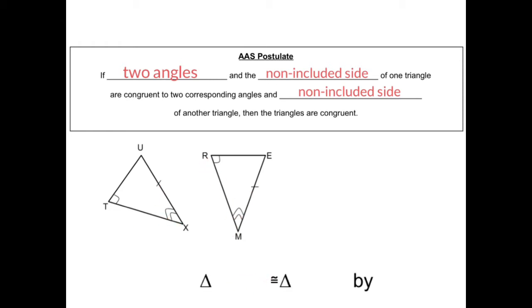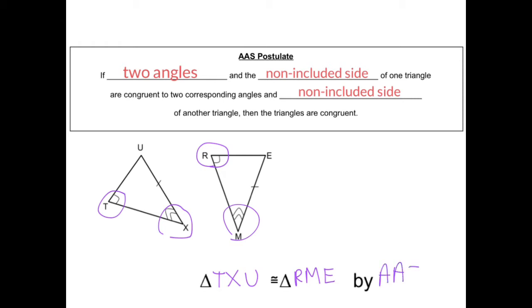So we have no letters to start from here, so we're just going to go ahead and pick whichever way we want to go with it. I'll start with T simply because it has the one arc, and then I'm going to go to X because it has the two. So TXU, and then referencing the second triangle, R is the one that has a single arc, M has two, and then that leaves E. And so these triangles are congruent by angle, angle, side, because that's the relationship that they have for congruency.